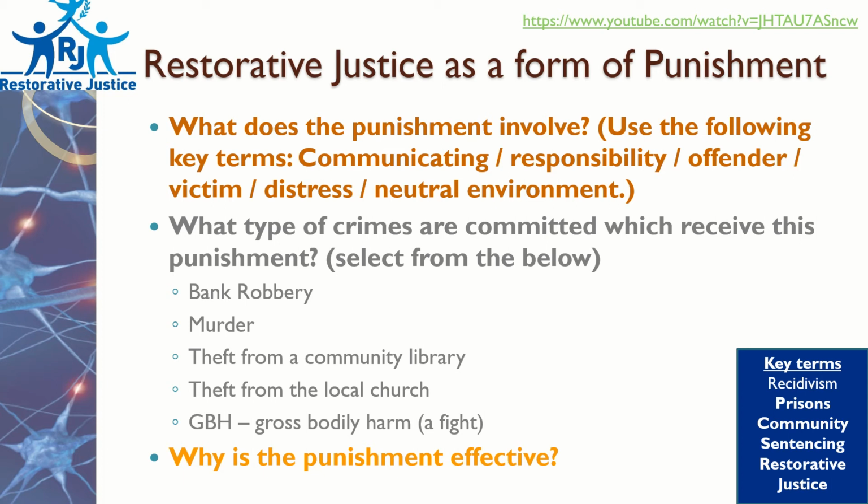So what I want you to think about today is, what do you think this punishment involves? Try and use the key terms: communicating, responsibility, offender, victim, distress, neutral environment. What types of crimes do you think are going to be committed that receive this punishment, and why is the punishment effective? Thinking again about operant conditioning and what we've learnt about operant conditioning. Pause the video and have a little think, and when you're done, move on to the next slide.